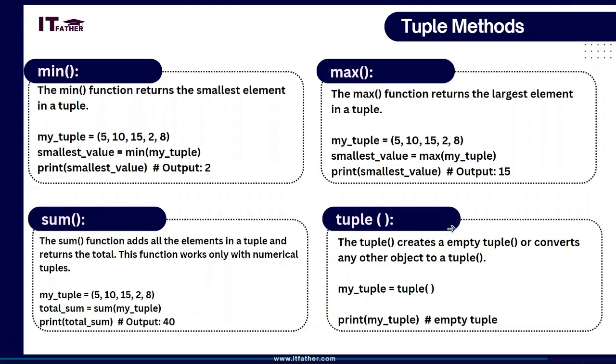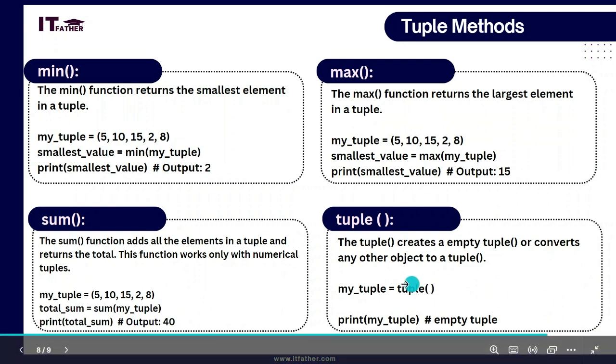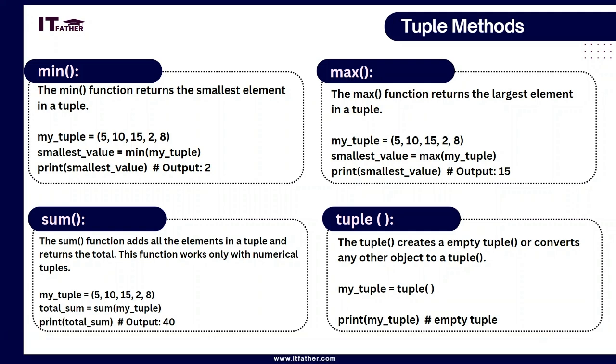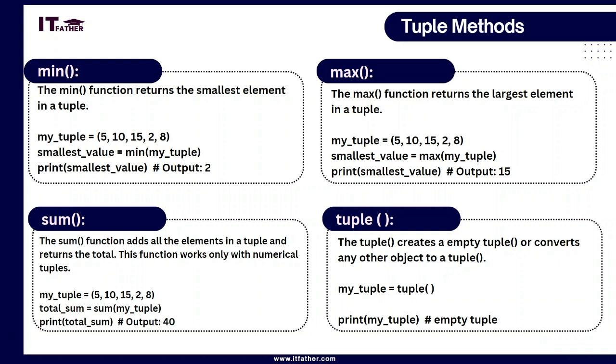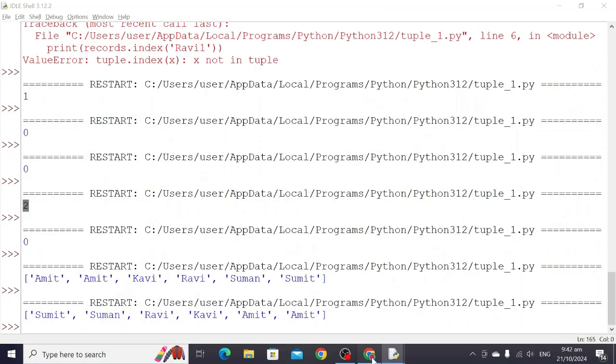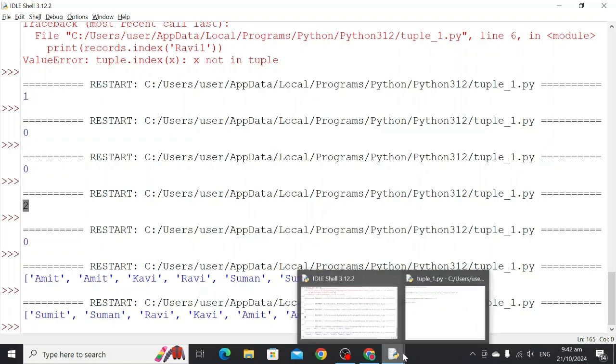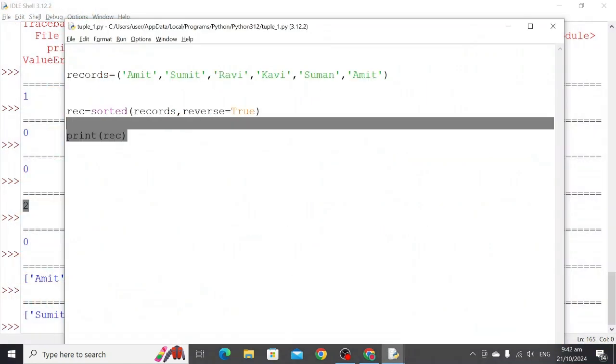Next we have min, max, sum and tuple. The tuple function we have already understood; it is used to create an empty tuple or to convert any other object to a tuple, right? And the min function, as you know from other programming languages or Excel, is used to find the minimum value from the tuple. The same is here also, right? So let us do it one by one practically so that we can clear the concept.